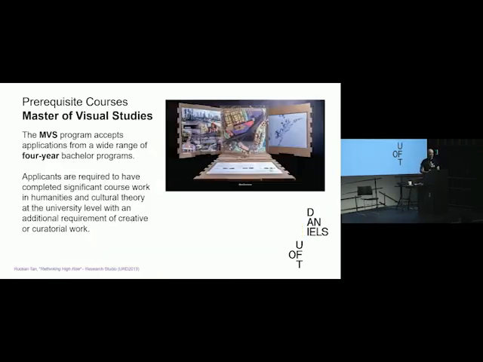So the MVS program accepts applications from a wide range of four-year bachelor's degrees. There is one little caveat. Applicants are required to have completed significant coursework in humanities and cultural theory at the university level, with an additional requirement of curatorial and creative work. If you really have a passion for visual studies and want to pursue it, and you may not meet that secondary requirement but feel your application is strong enough, we definitely encourage you to apply. But it does have that secondary requirement.